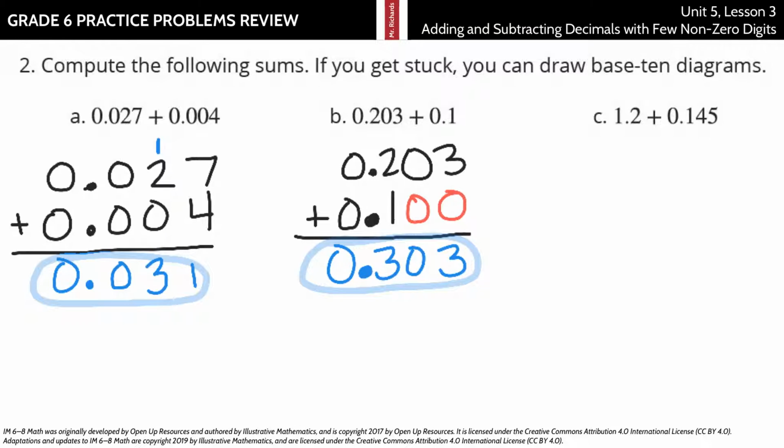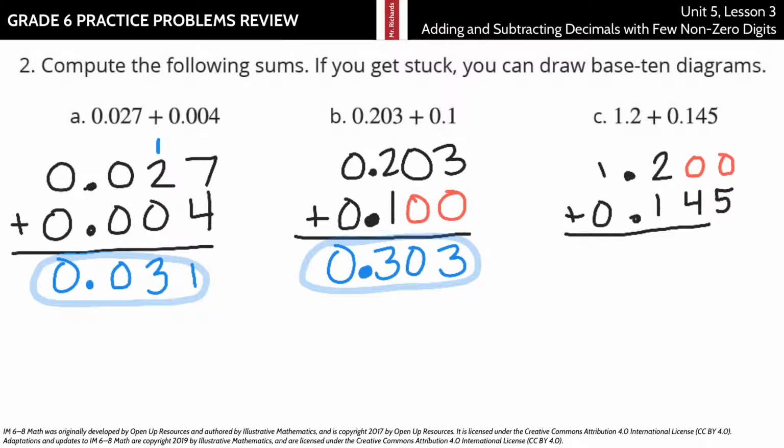And our last question over here, C, we have 1 and 2 tenths added to nothing in the ones, but then we have 1 in our tenths, 4 in our hundredths, 5 in our thousandths. And so if we put in these zeros in our hundredths and thousandths spot, we can now have it neatly set up so we can add.